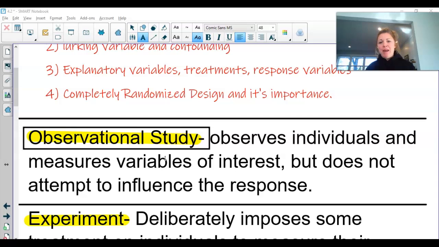Is it disrupting your life? Yes, but it's not attempting to influence any response. It's just, or it shouldn't be, obviously, just getting your opinions about things, observing your opinions.